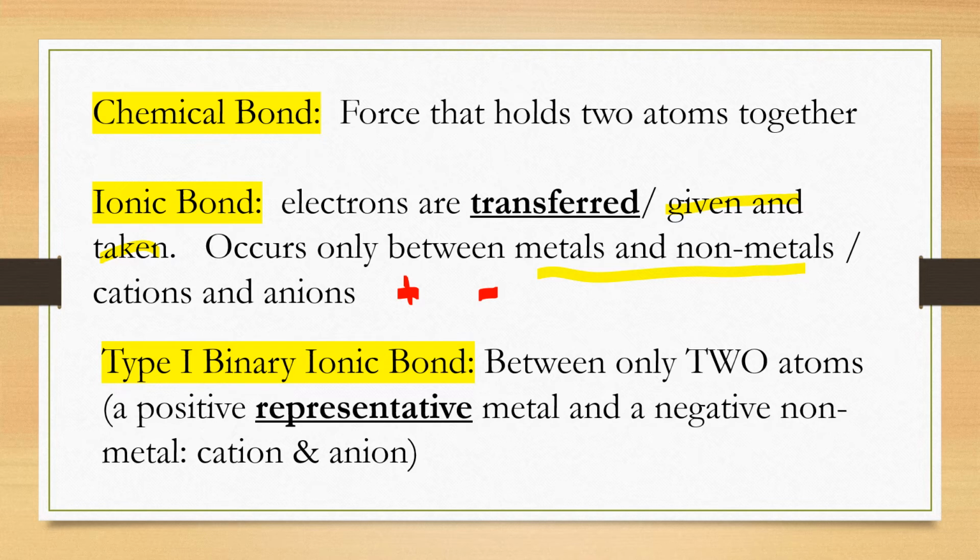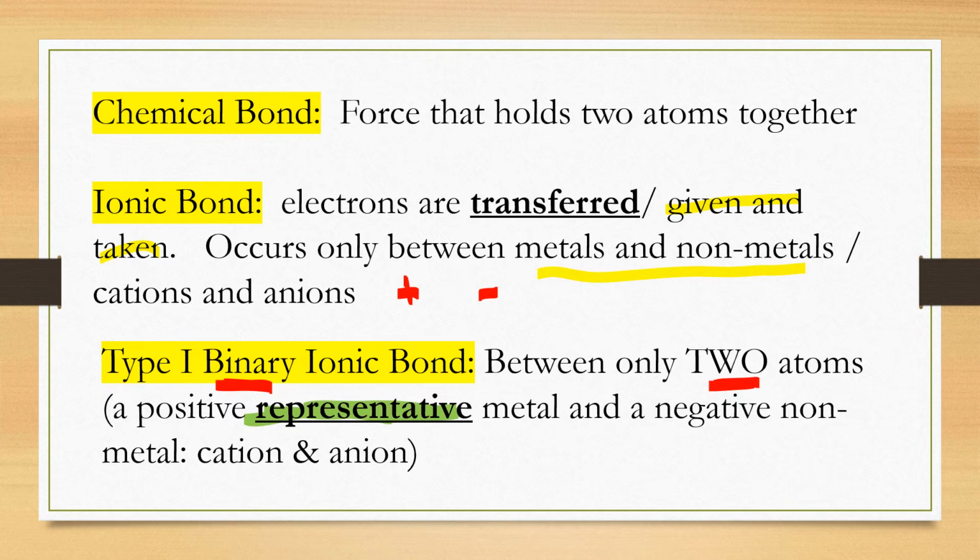Type 1 binary ionic bond is between only two atoms. That's the binary. This is super important. It's between a positive representative metal. Now, a lot of you got that wrong on the test, even though it was in our notes and it was on your study guide.